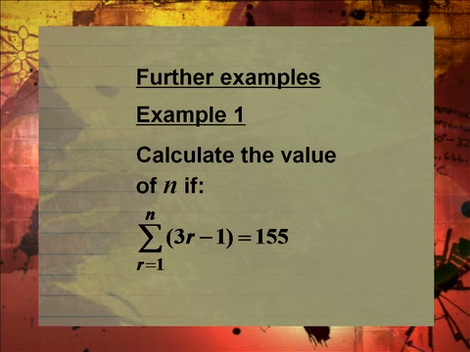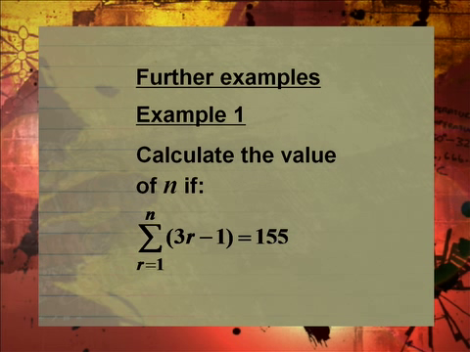Okay guys, watch out for this variation of the theme. Okay, a little bit more tricky. Check this one out here. Calculate the value of n if you've got the sum of the terms 3r minus 1 from r equals 1 to n. Now that says the sum of a whole lot of terms. So they're giving you the sum. How many terms are you adding up?